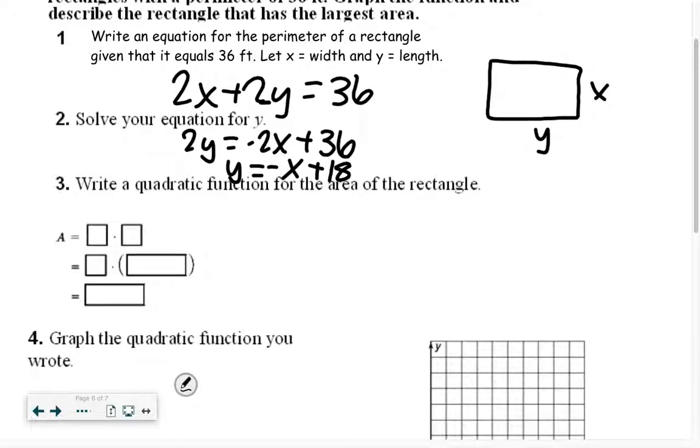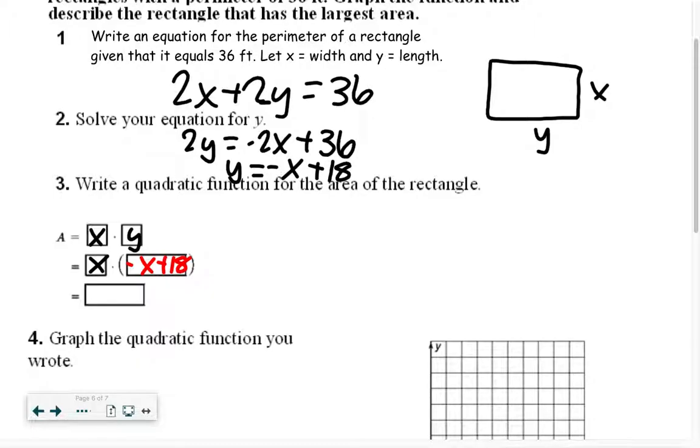Okay. What was I thinking? Oh, area of a rectangle. What's the area of a rectangle? Length times width. In our case, our length and width we call x and y. So it's x times y. But what am I going to plug in for y? Like we were just saying, y equals negative x plus 18.